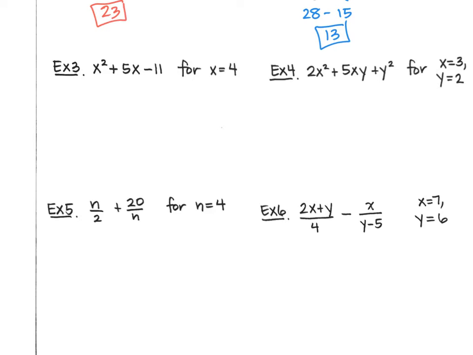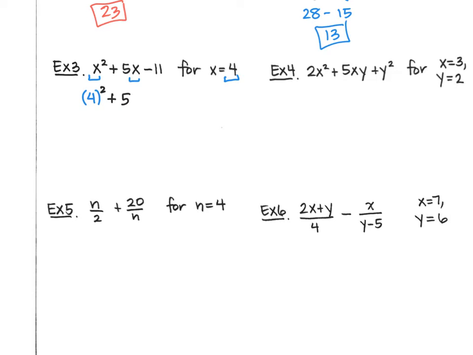Pause if you need to. For example 3, it says x squared plus 5x minus 11, for x equals 4. So I know that everywhere I see an x, I'm going to substitute in 4. So I see x here, and I see an x here. So both locations I need to substitute 4. Where the x is, I'm going to put a little 4 here. I put it in parentheses, although it doesn't matter because it's a positive number with an exponent. I'm going to keep the little exponent here, plus 5.